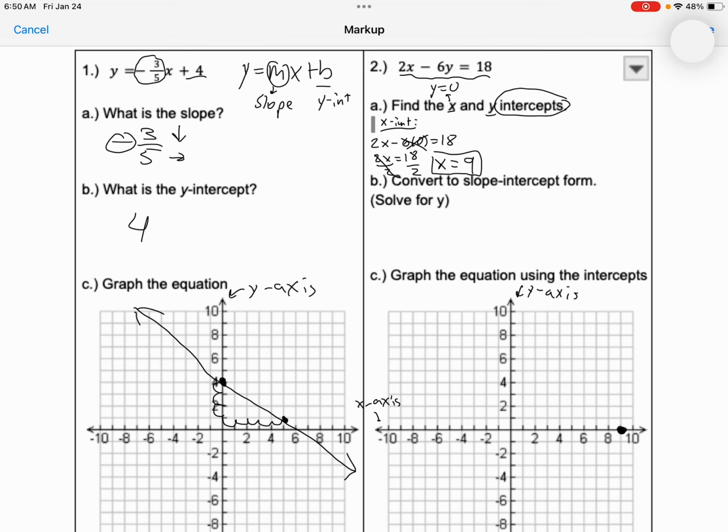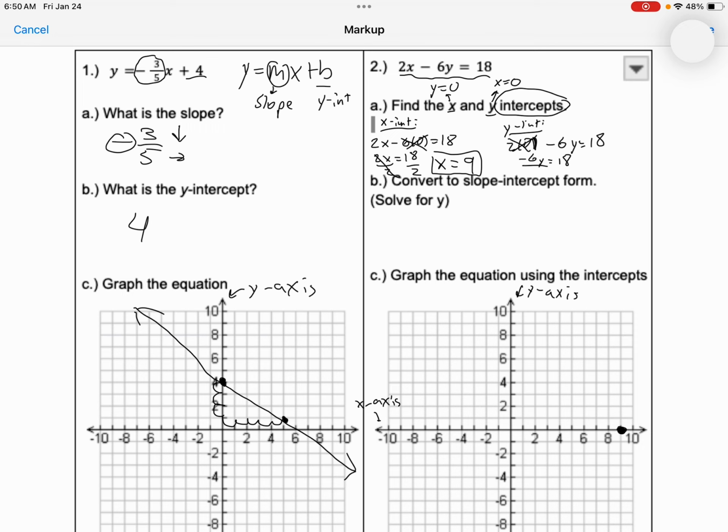Now I need to do the same thing for the y-intercept. When I'm solving for the y-intercept, I'm going to say that x is equal to 0. And so I'm going to have this equation for the y-intercept, where we're going to have 2 times 0. Sorry, that looks a little bad, but it's 2 and then parentheses 0, minus 6y equals 18. Again, 2 times 0 is 0, so that cancels itself out. That leaves me with negative 6y equals 18.